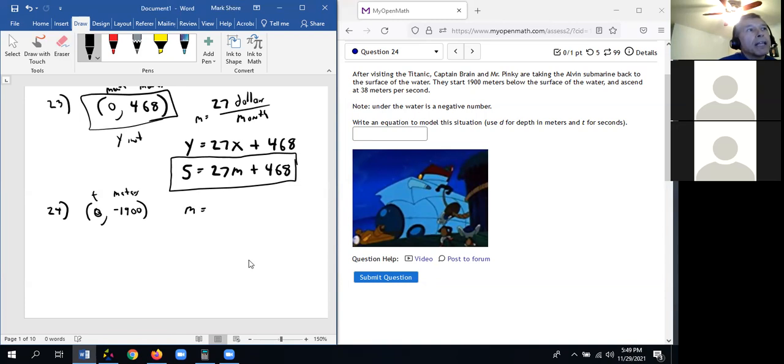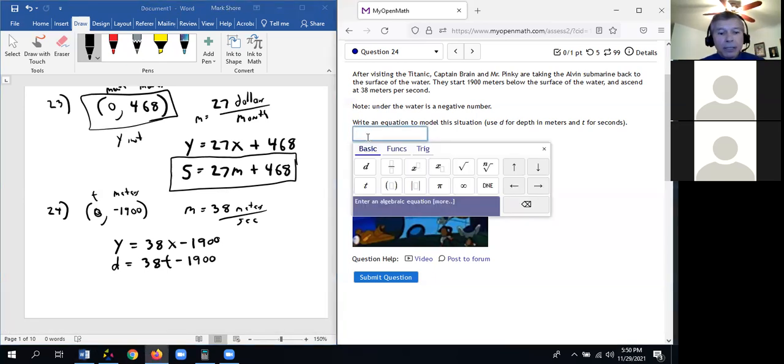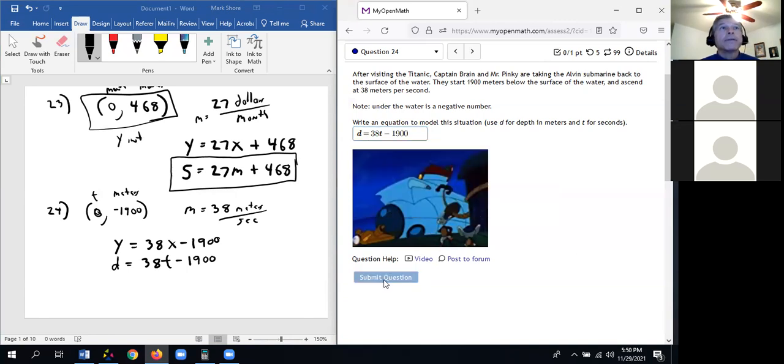So their slope is 38 meters per second. So the equation is y equals 38x minus 1900. Now they say to use certain things, d for depth. The depth is equal to 38 times the number of seconds, t for time, minus 1900. So that would be the equation there. And you just type it in, d equals 38t minus 1900. So that should work out good on that one.